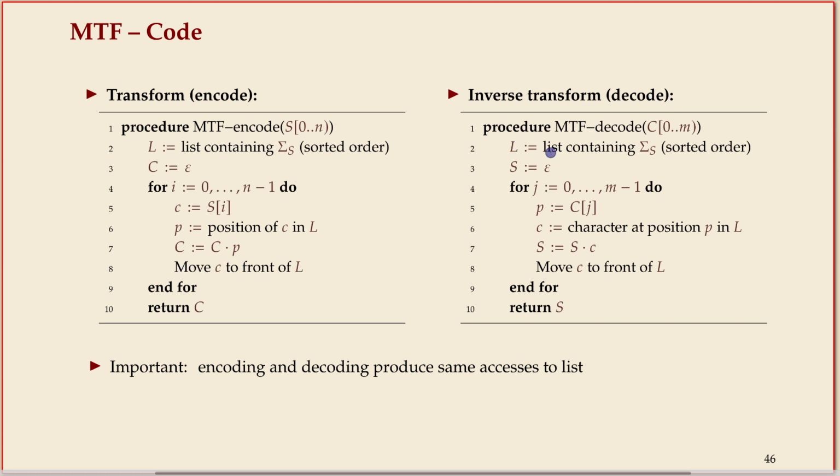And for decoding, we do the exact same, except now we're given the coded text and we produce the source text. We find the next position in the list by taking the code word. Then we get the character at that position and append that to the source text and apply a move to front.